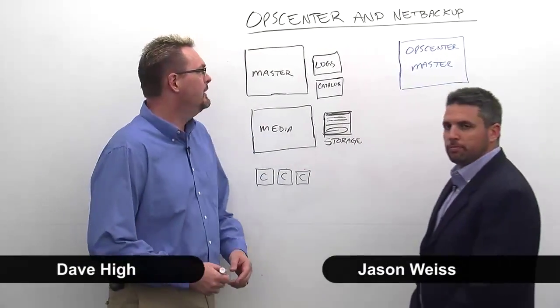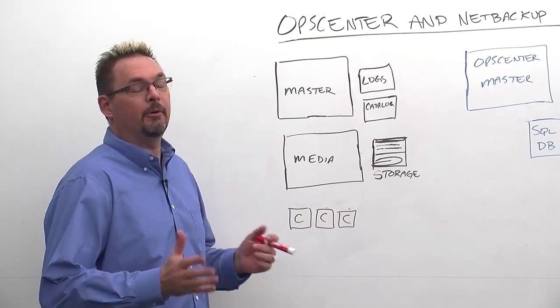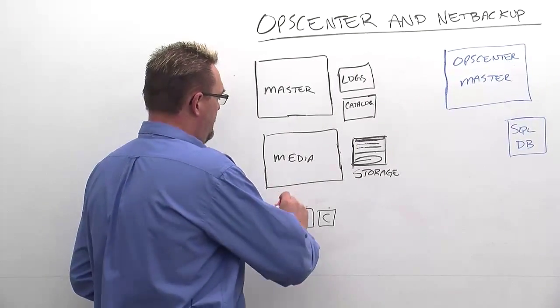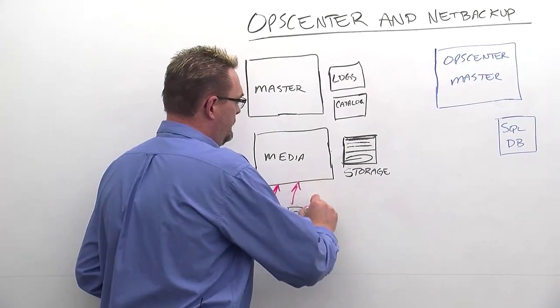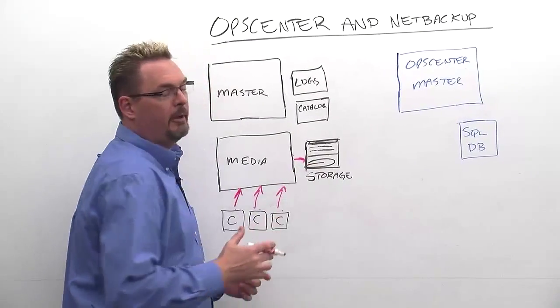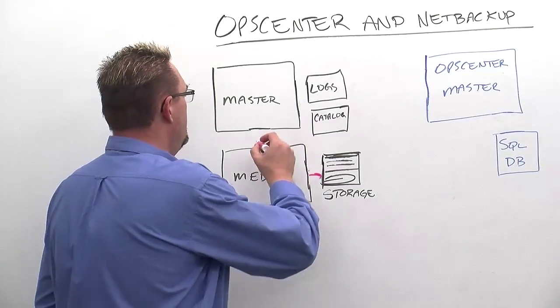Thank you, Jason. So what I'd like to talk about today is how OpsCenter communicates with NetBackup, or actually how NetBackup communicates with OpsCenter. So if you're familiar with NetBackup itself, the clients back up and they talk to a media server. Media server sends the information to storage. Doesn't matter if it's disk, tape, dedupe, makes no difference.